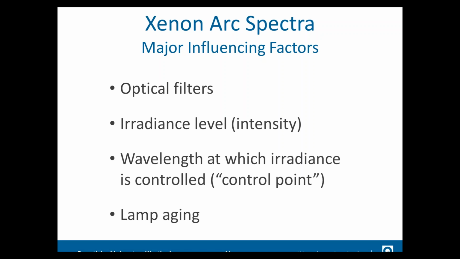We also have to set the irradiance level, so we have control of the intensity. So we want to dial that in. For an accelerated test, we do want it to be high, but we don't necessarily want it to be unrealistic. And also, we have to pick where we want to control the wavelength, because xenon arc lamps age and their spectrum changes over time. So picking a good wavelength to control it is very important.